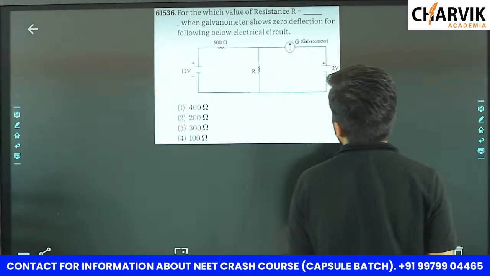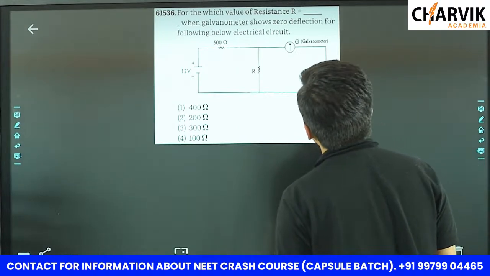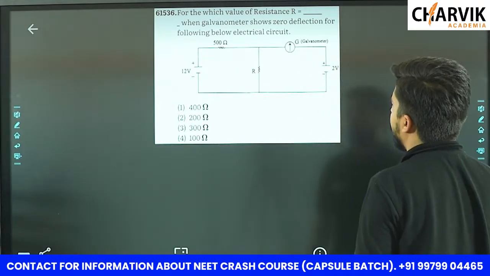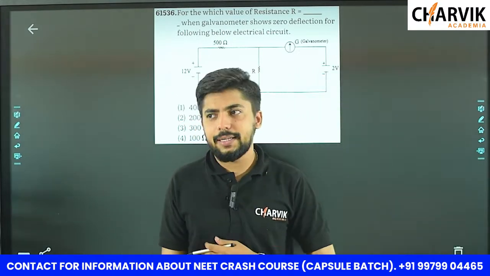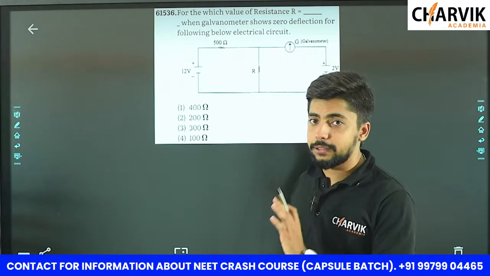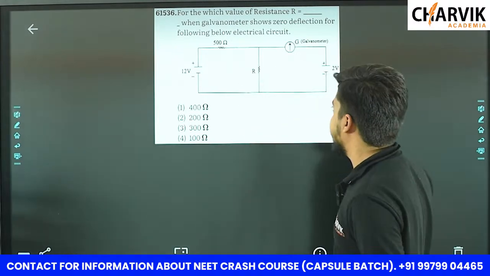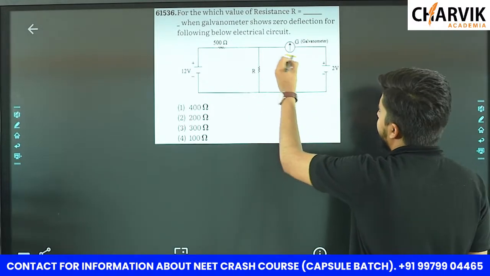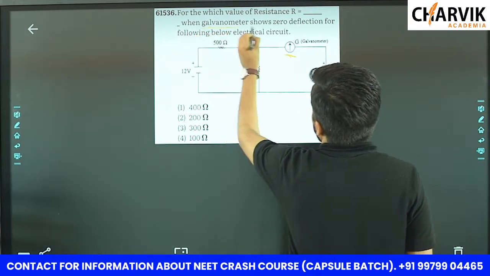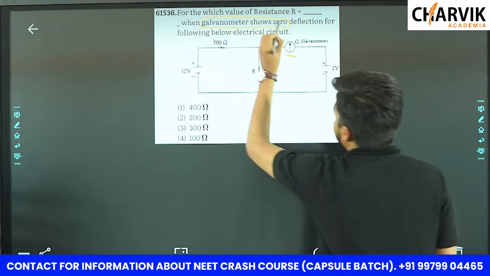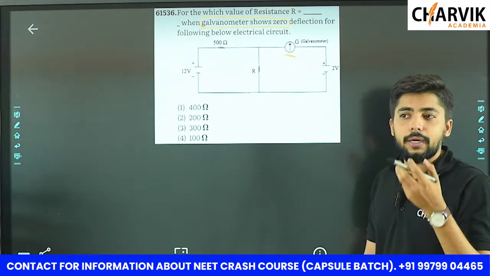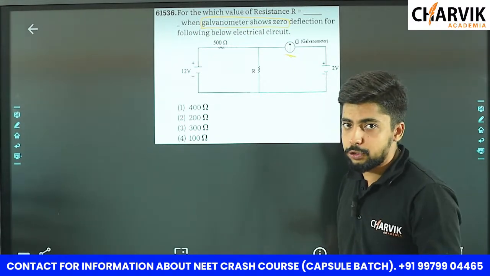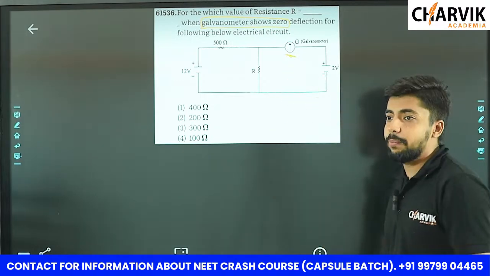For which value of the resistor R does the galvanometer show zero deflection in the following electrical circuit? This is a purely logic-based question, and I can say this is a good question from this paper. They are saying the current through the galvanometer is 0. If the deflection of the galvanometer is 0, what is the particular condition by which you can say the current through the galvanometer will become 0?